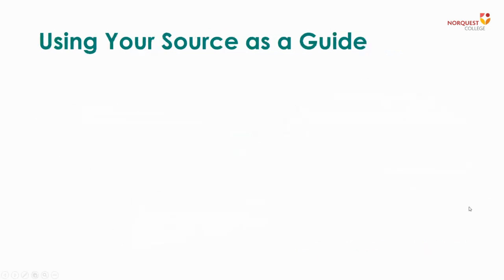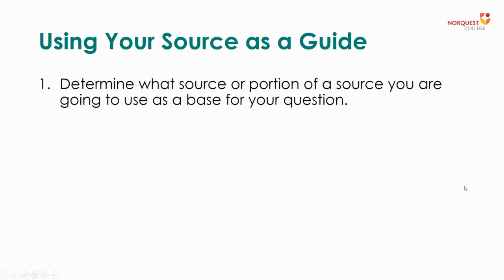Another way to make your research question is to use your source as a guide. And this is one of the more common ways that students will make their research question. So essentially, what you're doing is you're using whatever it is you're reading, and you're letting it guide you towards what you might want to write about. So in particular, figuring out what specific portion or which source you're going to use as the base. So in your case, it may be your textbook, the Broadview Anthology. Perhaps it's something else. Maybe it's an article that you read somewhere else. So what is it you're actually going to be reading in order to help you form this question?